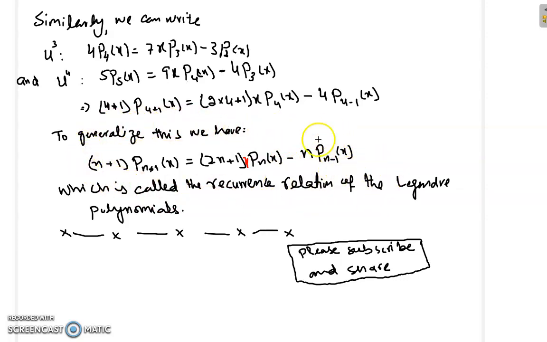We can generalize this technique, and this is called the recursion relation of the Legendre polynomials. So this is all about the recursion relation of the Legendre polynomials.